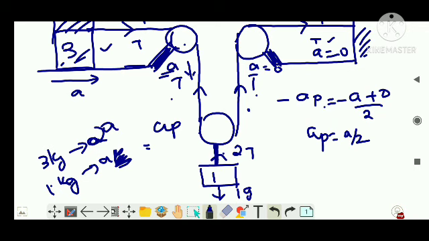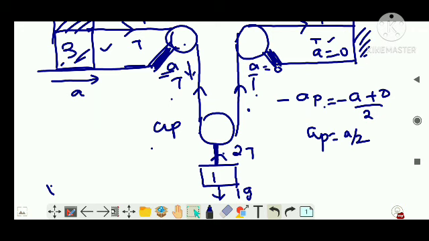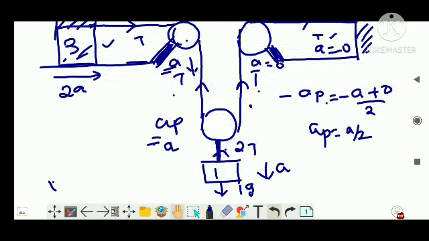So now I'm going to change. Okay, let's remove this one. Suppose the acceleration of 3 kilogram is 2A. Then the acceleration of 1 kilogram will be A, and that is due to the acceleration of our pulley, which is now A. Clear? Right? Now it is easy.